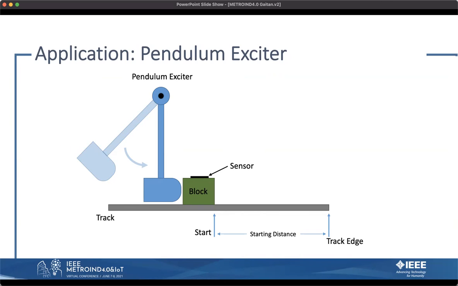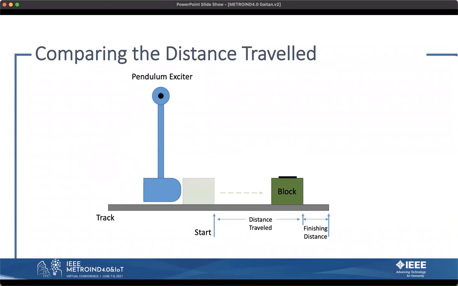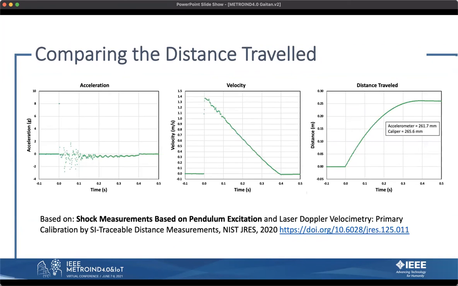And so what we can do is start with measuring the starting distance of the block, and then we can have the impact and the block will move and then come to a stop. And so then we can measure this finishing distance, and the difference between those two is the distance traveled, how far the block moved. And so this is an example that I'm showing here of comparing the distance traveled for this kind of transient excitation.